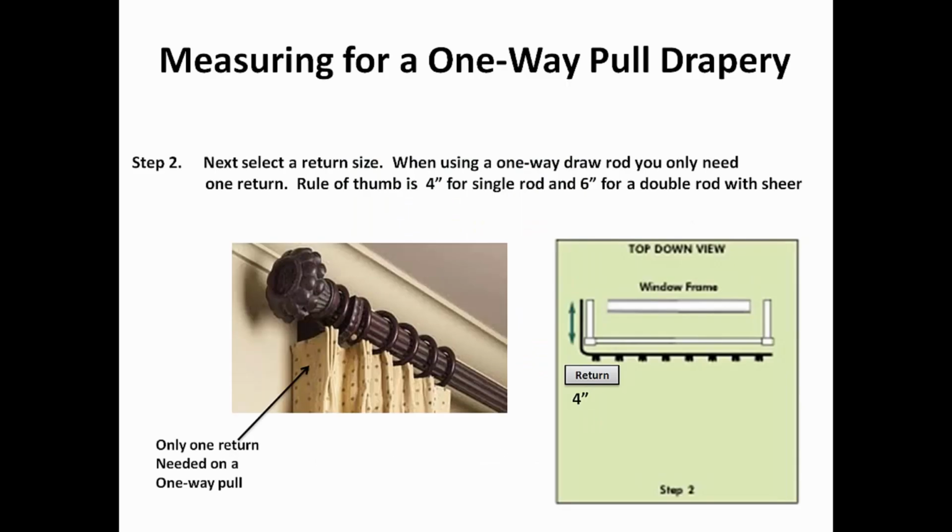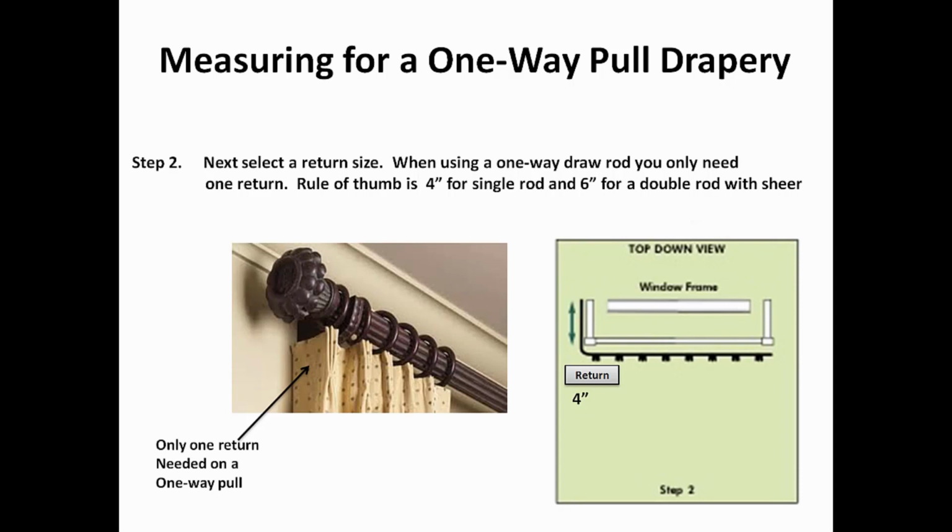Just like the pair of draperies, when you're doing a one-way pull, you still have to account for a return. The only difference is on a panel of draperies, you only have one return. And the same thing applies. Usually for a single rod, it's a 4-inch return, and for a double rod, it's 6 inches or so.